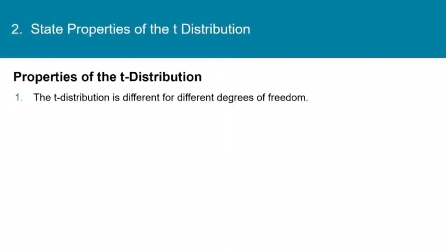Now the t-distribution has a lot of properties in common with the z-distribution. It's very similar, but there are a couple of differences. Remember that the z-distribution was just one curve that we called the standard normal curve, but the t-distribution is different for different degrees of freedom, and we saw that with the two different t-distributions on the last slide. All you really need to know about degrees of freedom is that for Student's t, the degrees of freedom is always equal to n minus 1. So degrees of freedom is always whatever your sample size is minus 1.